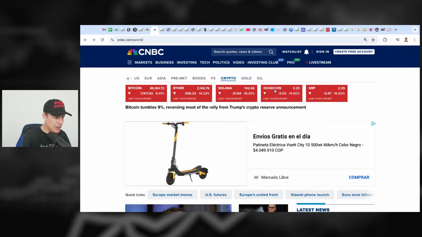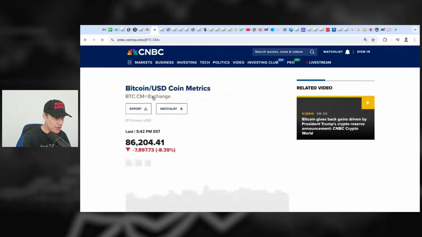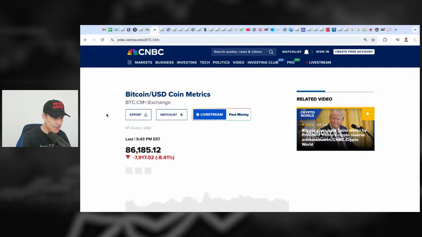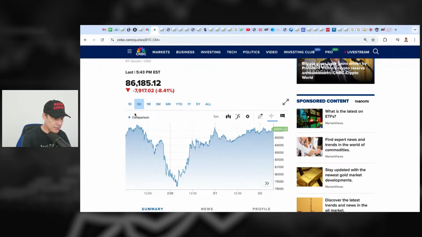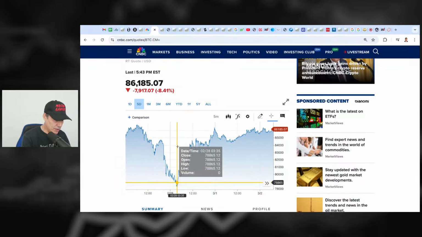Let's see here. I want to look at kind of the round trip. Let's use Bitcoin as a proxy here. Let's look at a 5-day chart. And yeah, so Bitcoin was just tankarooski on, looks like Friday. I mean, we're down, we got under 80.